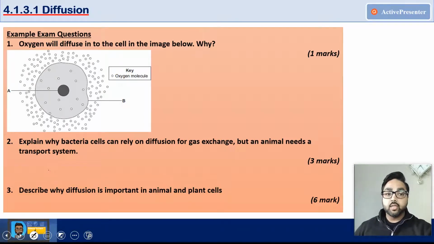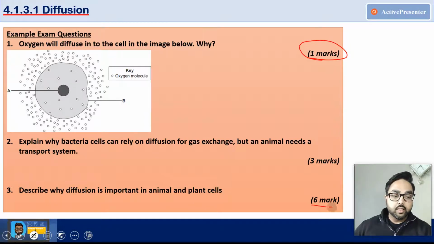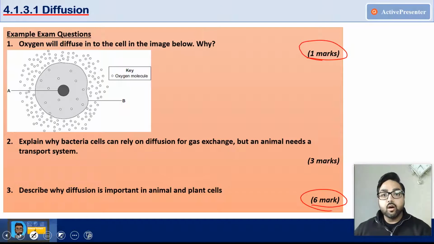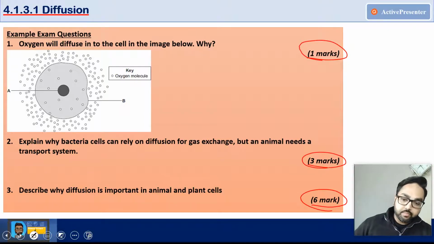Now the first one is a 1-mark question, and all of these questions are level 2 or level 3 questions. The 1 mark question and 6 mark question is a level 2 question. So in other words, it's going to be at the end of a foundation paper, at the beginning of a higher paper, and the 3 mark question is actually a level 3 question, which is going to be in the second half of a higher paper.